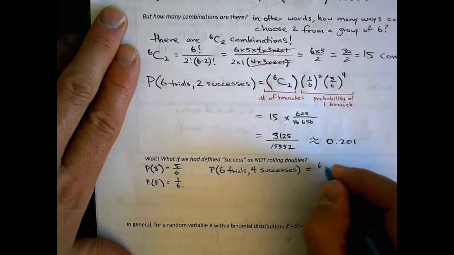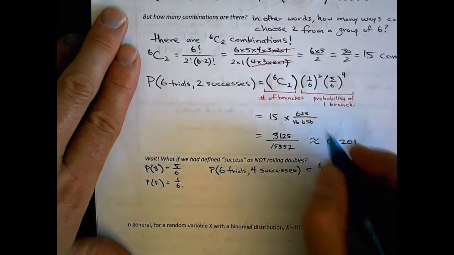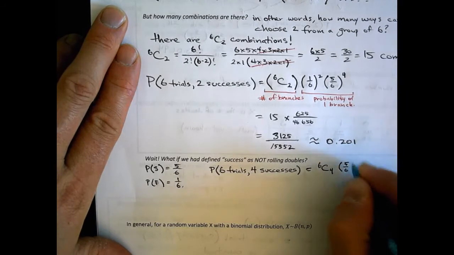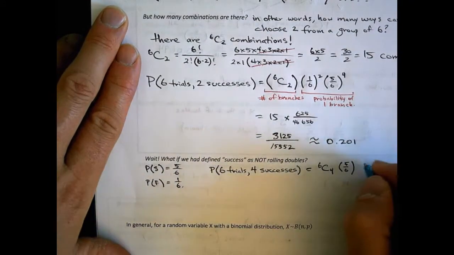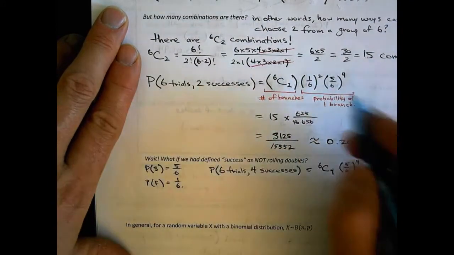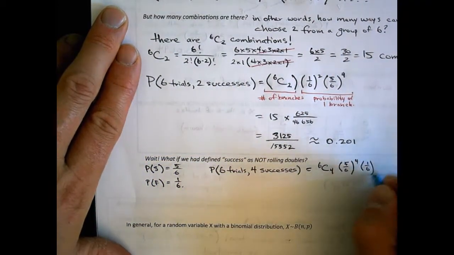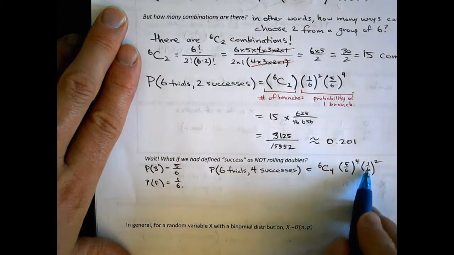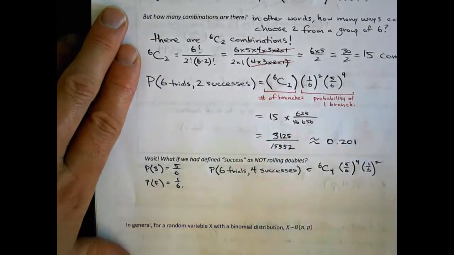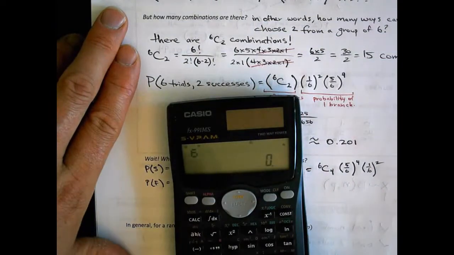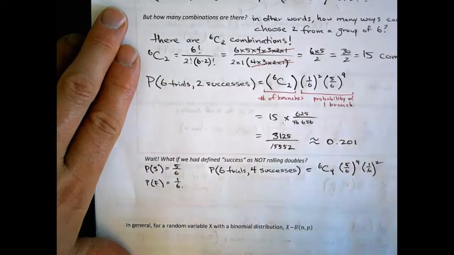Okay, so let's use my formula. It'd be 6 choose 4. Then it would be the probability of success, 5 out of 6, to the power of 4, because that's 4 successes. And then I take my probability of failure, 1 out of 6, to the power of 2. So this is the same, this is the same. What about 6 choose 4? Oh, it's also 15.